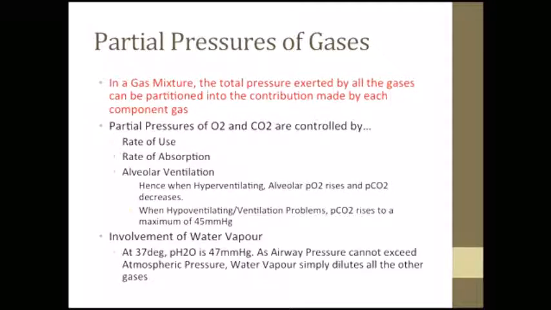And how does water vapor come into this? Because your lung is an open system, it's not closed. If you add water vapor, which is constantly in your lungs because they have mucus and are moist, at 37 degrees, pH2O is 47 mmHg. And because it's an open system, meaning that it interacts with atmospheric air, you cannot increase your airway pressure any more than atmospheric. So what water vapor basically does is reduce the percentage of oxygen and CO2 that makes up the air in your lung. Okay, so that's the understanding behind dilution.